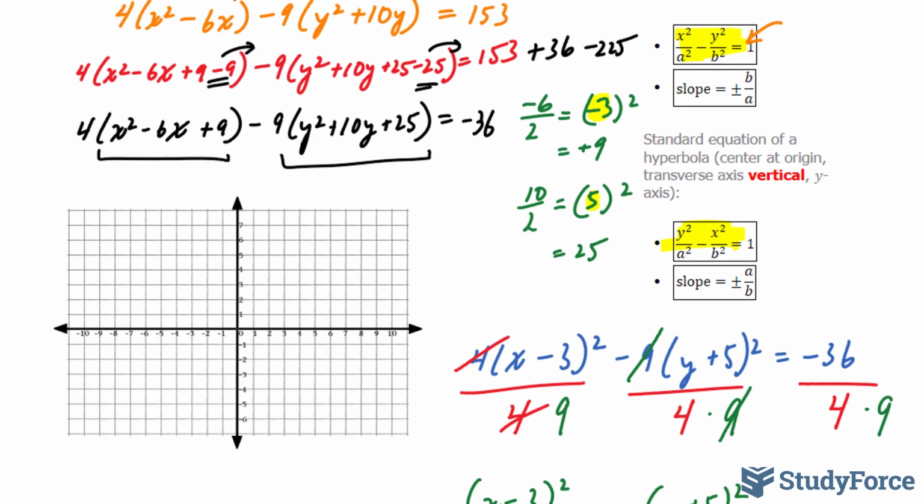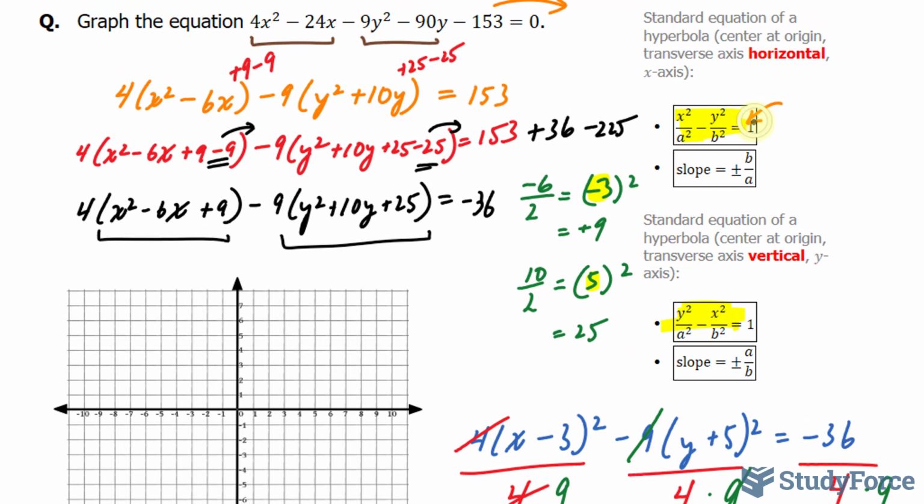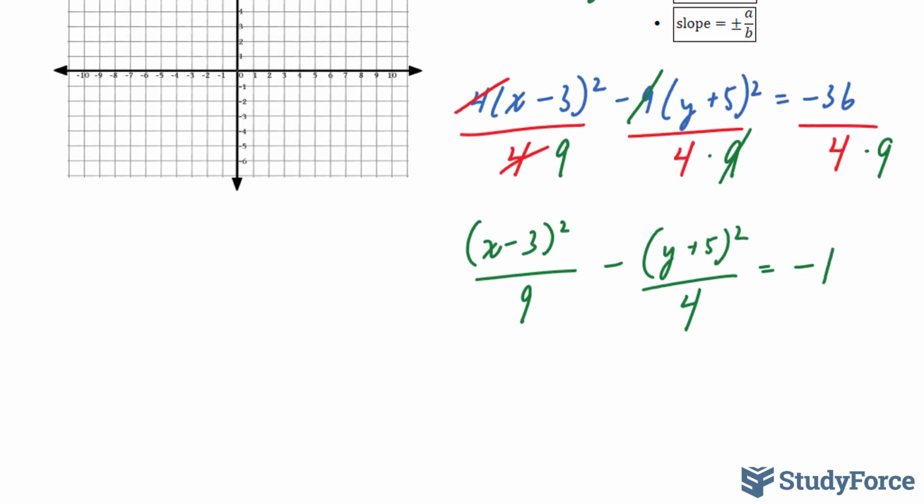Now, according to the standard form equation, 1 needs to be positive. In our case, it's negative, so I'll multiply this whole equation by a factor of negative 1. That makes this positive, and this negative. We're done. We have finally converted the expanded form hyperbola into one that's in standard form.